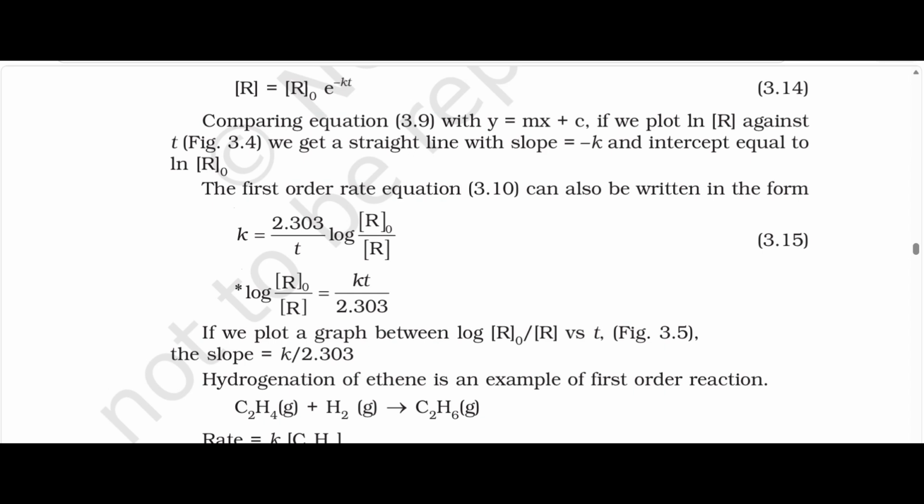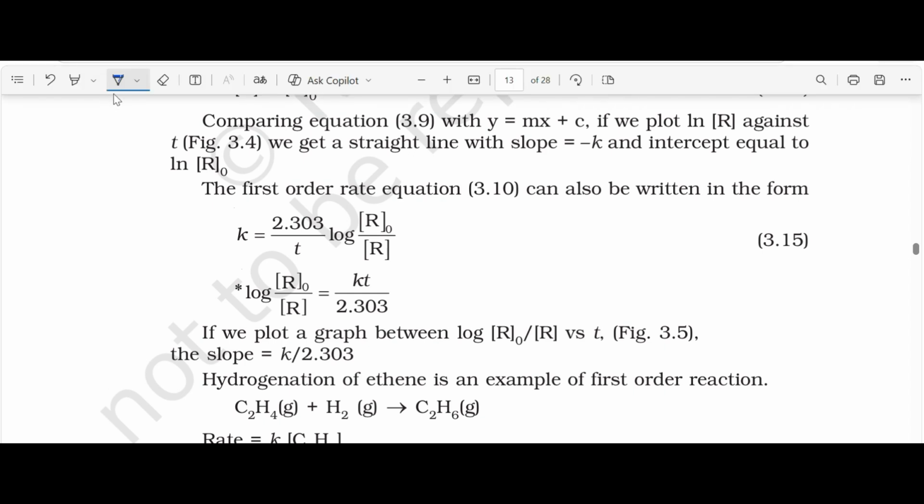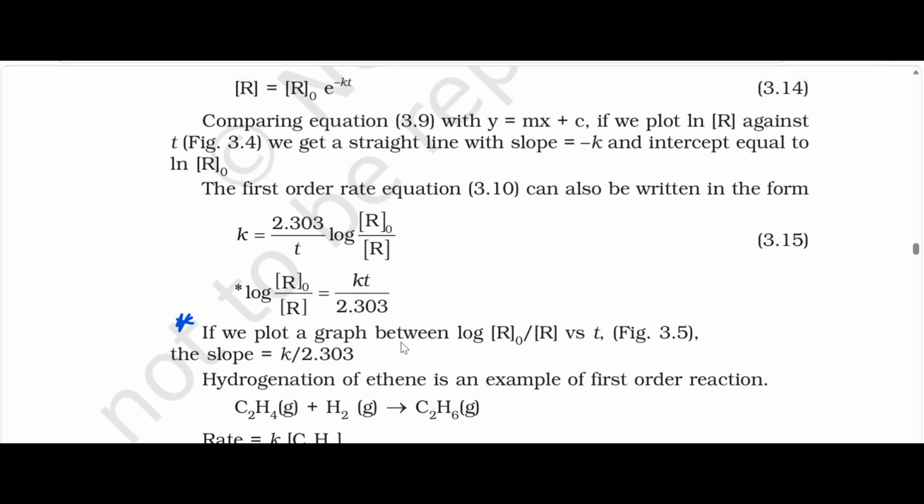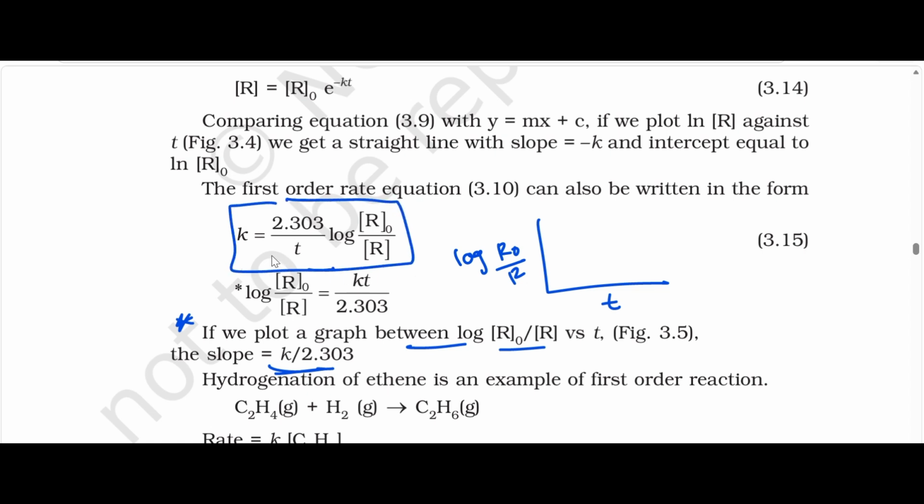Here you can observe one question. The most important point you have to notice here: if we plot a graph between log r naught by r versus t, what will be the graph and what will be the slope? We know the first order rate equation as k equals 2.303 by t log r naught by r. Here log r naught by r is taken on the y-axis, and time is taken on the x-axis.